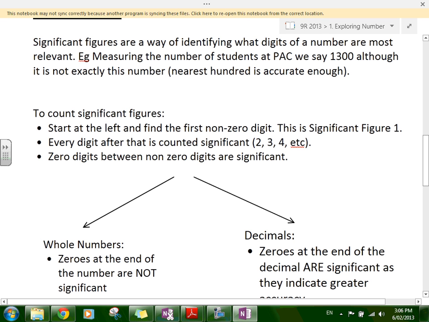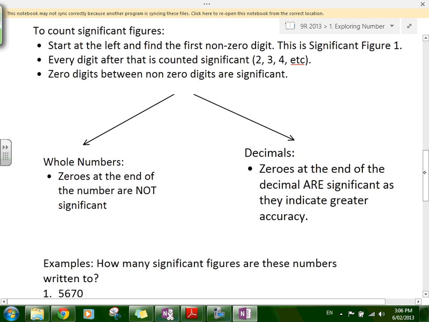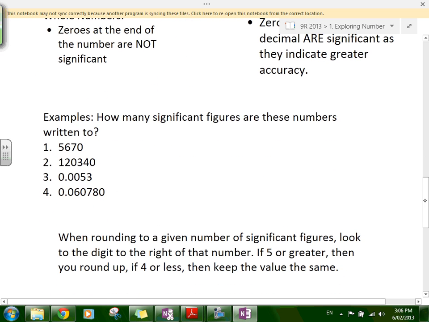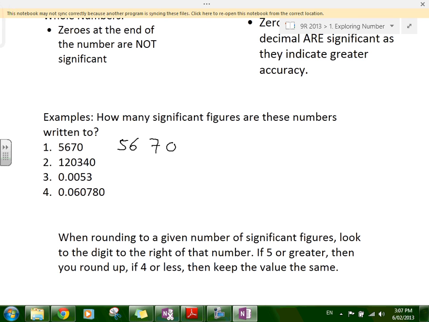So, I am going to show you a couple of examples. I'll come back to this to write down. I really want you to just listen to this and see how we go. Right, first one, 5,670. The question is, how many significant figures are these numbers written to? Alright, so this is important. I'm going to rewrite it here. 5670. We start at the left. The first digit is 5. That's significant figure number 1.